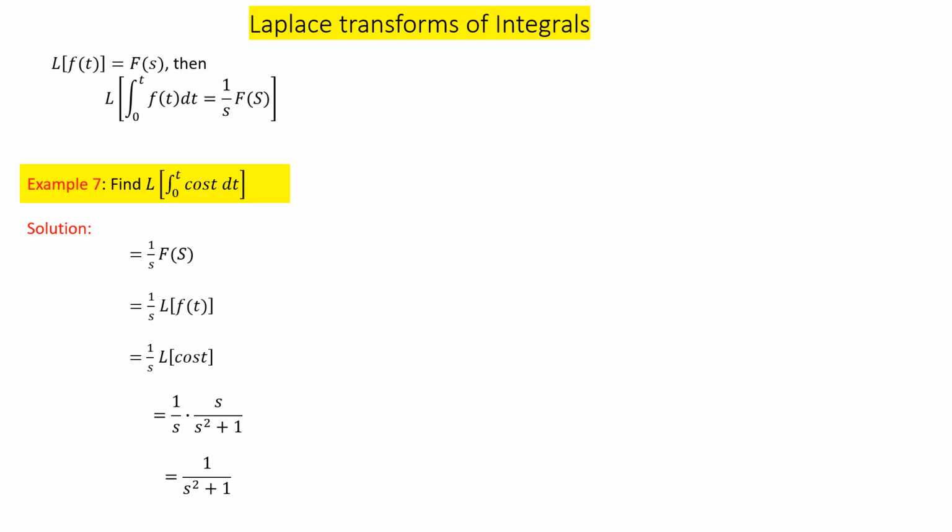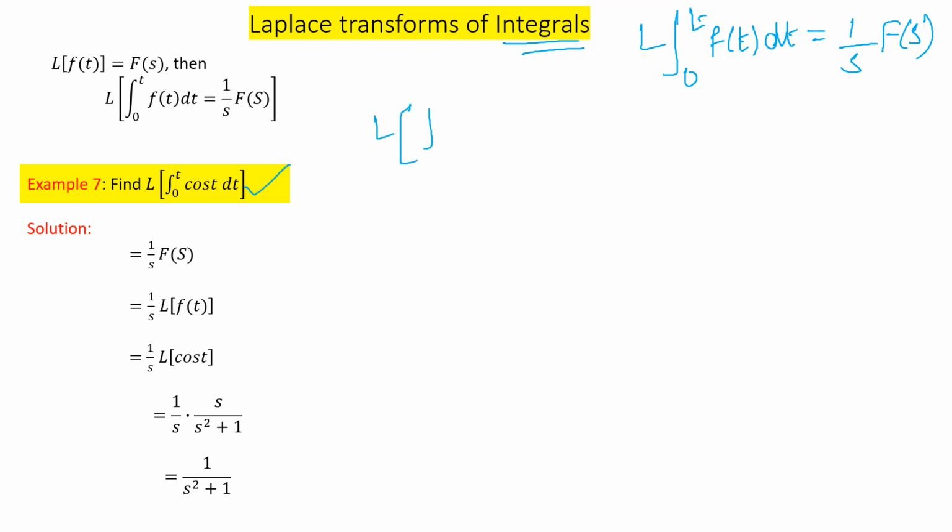Let us move to the next property of Laplace. This is called Laplace transform property of integrals. So this is going to be like this. L of integral 0 to t f of t into dt is going to be 1 over s times F of s. So here we have given Laplace transform of integral 0 to t cosine t into dt. So in place of f of t, I have cosine t. So now apply the formula. This is going to be 1 by s capital F of s.